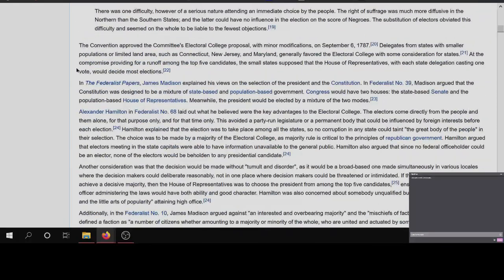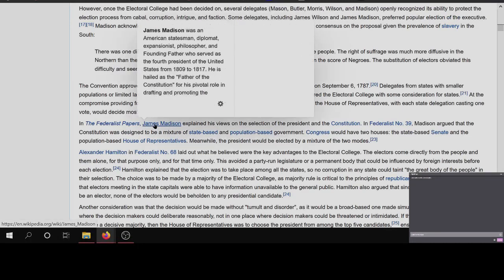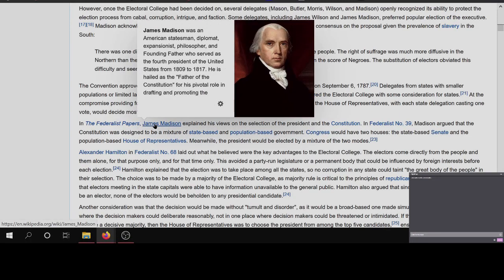So, yeah, there's a lot more. But here's a hyperlink with James Madison. He was an American statesman, diplomat, expansion philosopher, and founding father who served as the 4th president of the United States from 1809 to 1817. So this will be the president around the War of 1812.